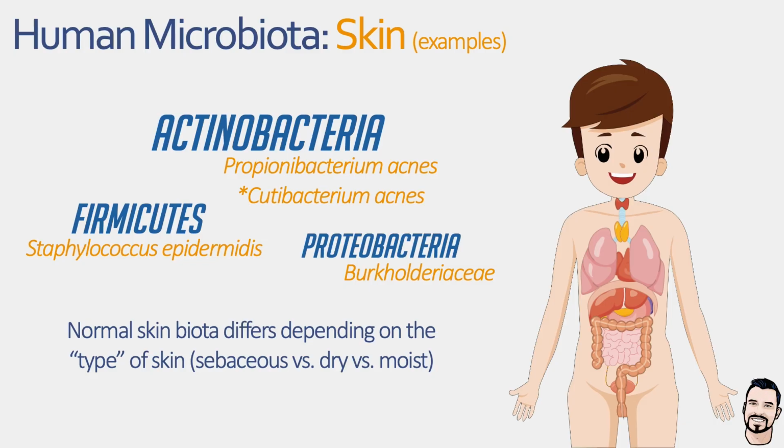We then have Staphylococcus epidermidis, which is found across most areas of the skin, where it acts as a competitive inhibitor, producing antimicrobial compounds that help prevent pathogen colonization. And finally, we can have some Burkholderiaceae species, typically found in moist environments like the underarms or groin. These are usually transient colonizers, not permanent residents, but still part of the broader skin microbial community.